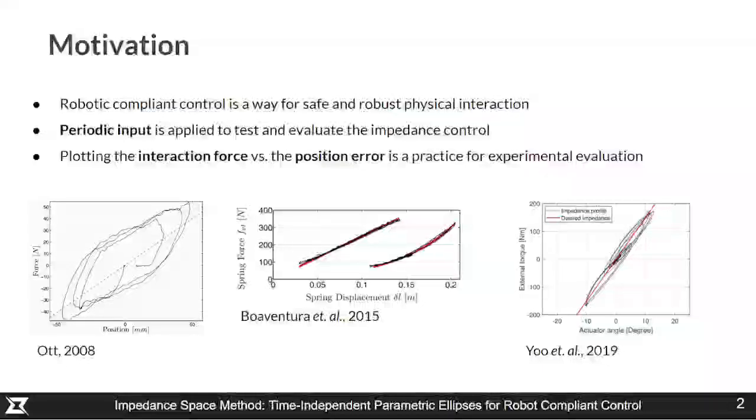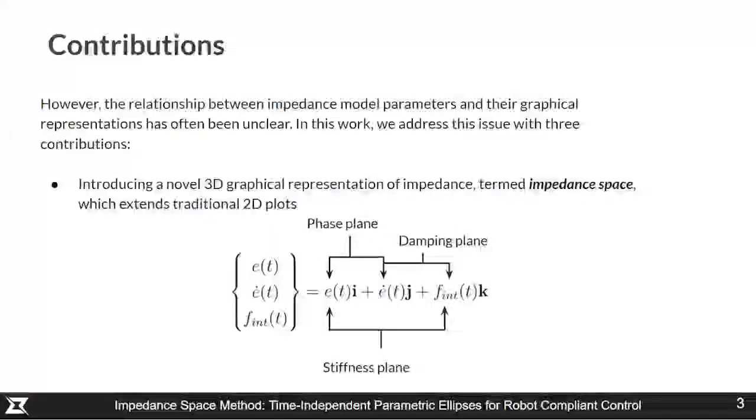When testing the controller, such as the impedance controller, disturbances are applied to evaluate it. Such disturbances are commonly periodic, and plotting the interaction force against the position error is a practice for experimental evaluation. However, the relationship between impedance model parameters and their graphical representations has often been unclear.